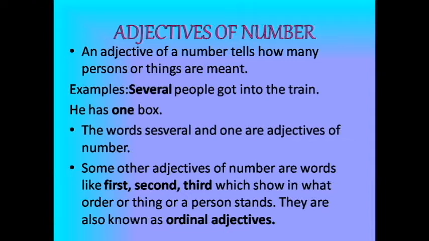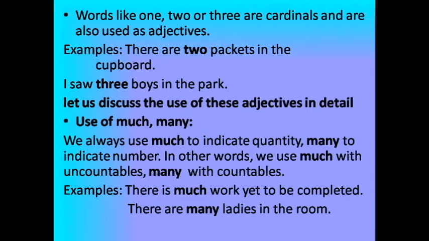Some other adjectives of number are words like first, second, third, which show in what order a thing or a person stands. They are also known as ordinal adjectives. Words like 1, 2 and 3 are called cardinals and are also used as adjectives. For example, there are 2 packets in the cupboard. Here, 2 is the adjective. I saw 3 boys in the park. Here, 3 is the adjective.